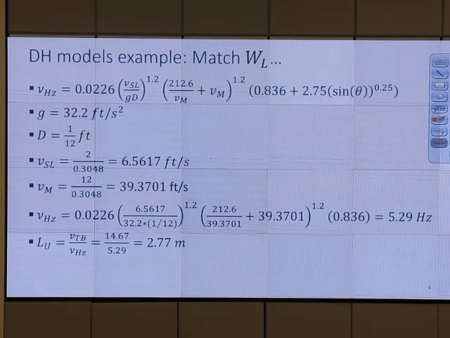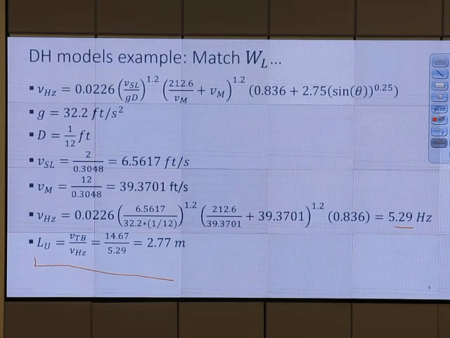One way of putting that in is to say, use this correlation. Or in the exam, we might say, okay, slug frequency was observed to be 0.5 Hz, we put it in. We get VSL, VM, easy, right? Slug frequency, 5.29 Hz. Then calculate LU, VTB over nu. Hertz is SI unit, right? Hertz is SI unit, yes. So we have that, right?